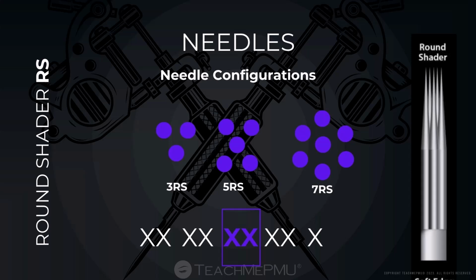Round shaders are labeled as RS. These are configured in a round formation, but are not grouped as tightly as a liner. Dispersed impact, less invasive than liners. Soft, diffuse lines and shading. Shading, color blending, and soft line work. Medium stroke is recommended for a balanced blend of precision and coverage.